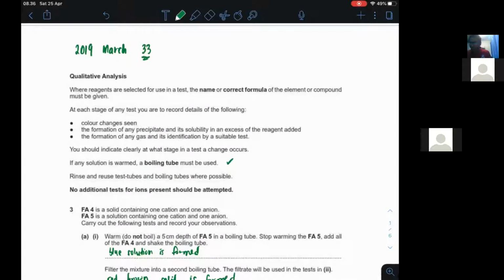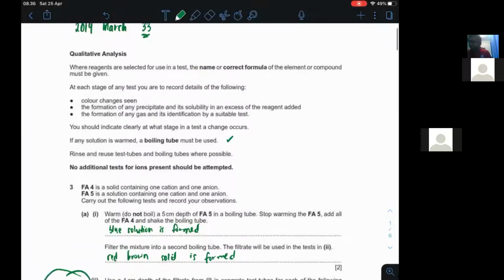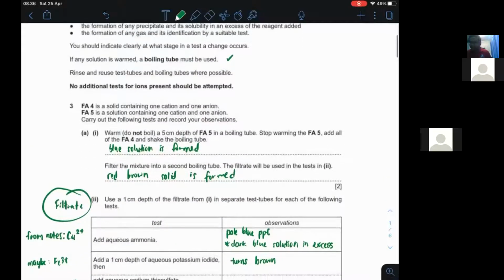I think it's the same thing. Please actually read on this. Now, we have FA4 and FA5 as usual, because we are doing this paper. Since we are not doing the experiment, we need to know what FA4 and FA5 are. For this case, I will reveal what FA4 and FA5 are later. But I will discuss with you what the observation will be.